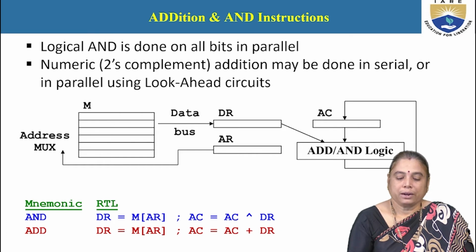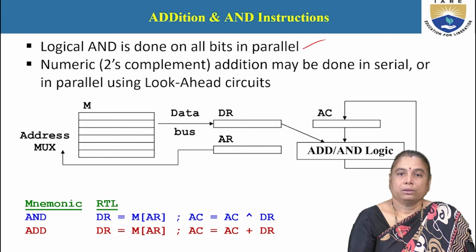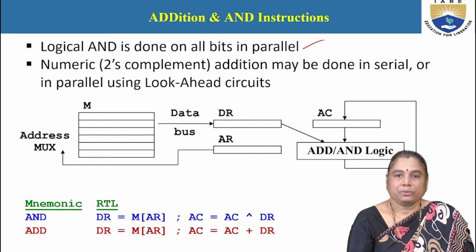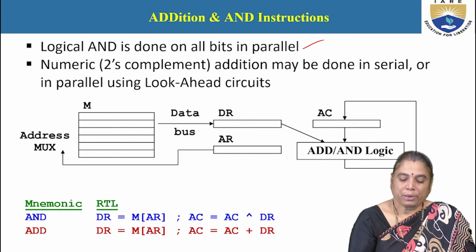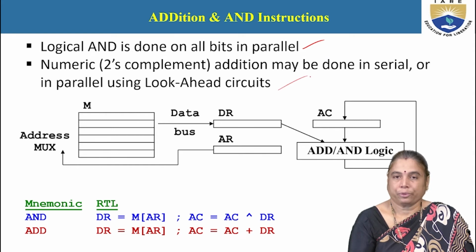How can the addition and AND instructions be done? Here logical AND is done on all bits in parallel. So how can the register capacity be considered here? On respective bits, the logical AND operation can be applied in parallel. Numeric 2's complement addition may be done in serial or in parallel using a look ahead circuit.